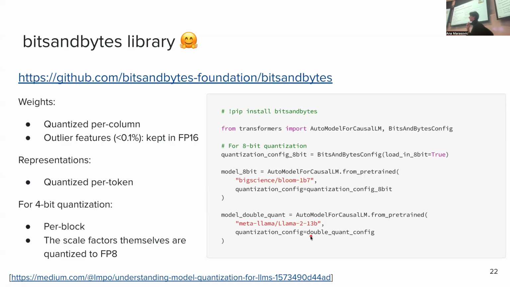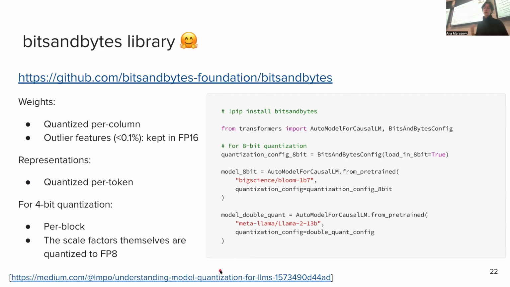So yeah, Bits and Bytes won't do the tensor-level quantization, rather per column or per token. And one extra thing they are going to do is check what the outliers are, so less than 1% of the tensor. Those outliers are going to be kept in full precision, and everything else is going to be quantized. That's how they handle outliers.